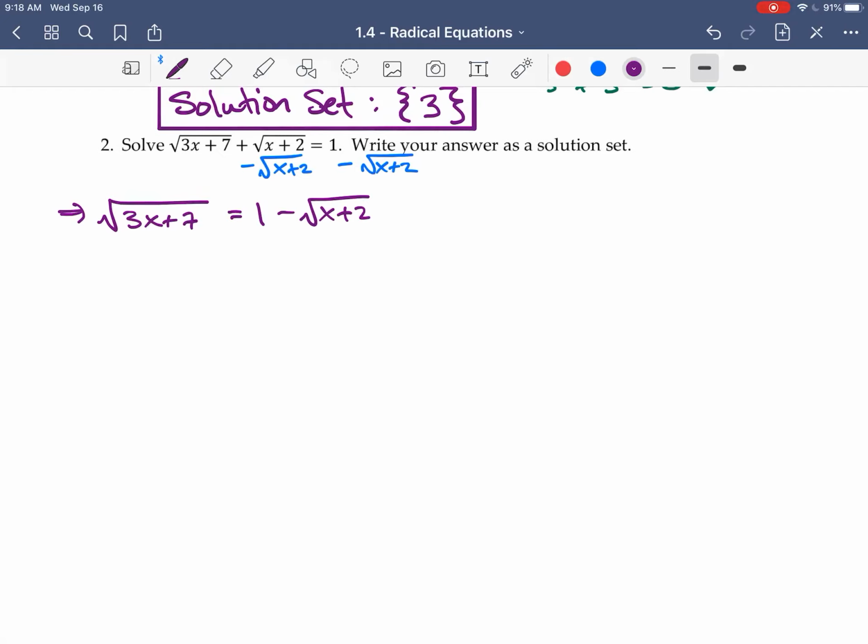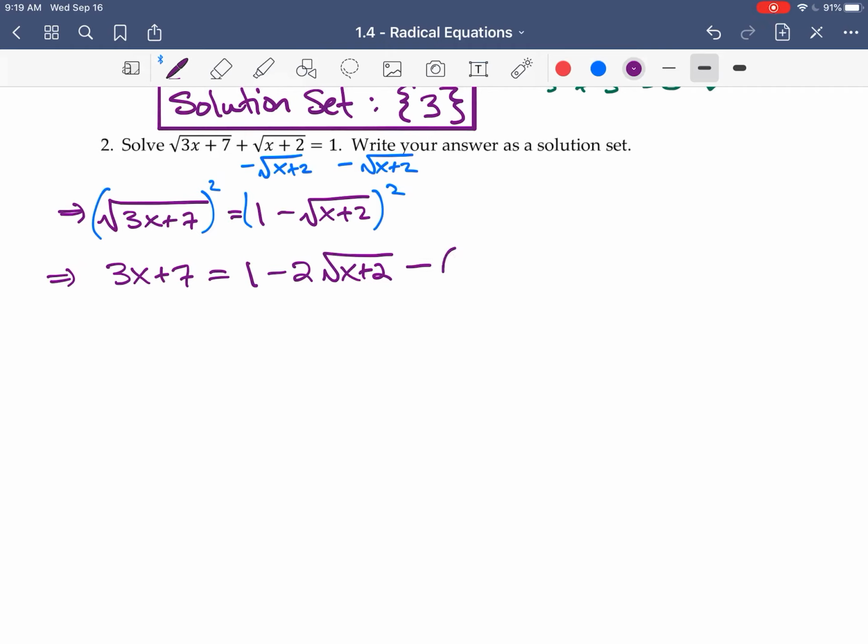Now we can square both sides of the equation. So that's going to give me on the left-hand side 3x plus 7, because the square root and the square are going to cancel. And on the other side, I'm going to have to expand using FOIL. So 1 times 1 is 1. And then I'm going to have 1 times negative the root, and then another negative the root times 1. So I'm going to have 2 of these roots.